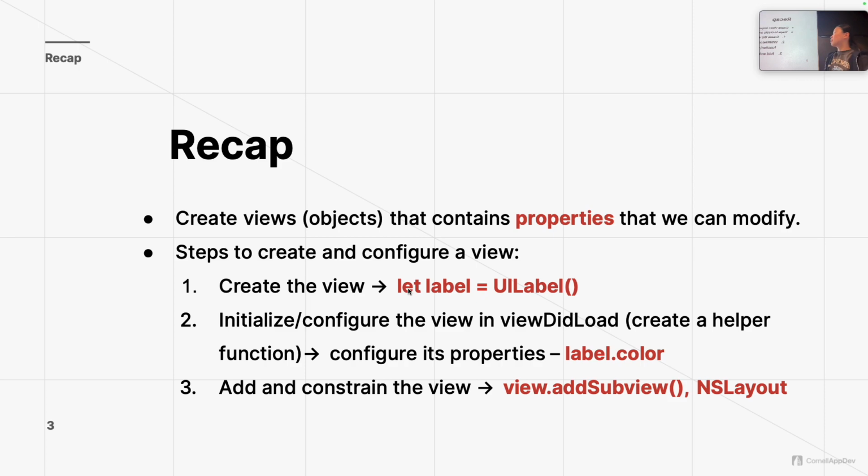Essentially, I'll go really quickly through how to create and configure a view. You first create the view. So in this case, we're creating this UI label object. If you remember last time, we talked a bit about classes, and essentially we created a UI label object with this class, initialized and configured the view in viewDidLoad. So you can change its color, you can change its text, and basically you can change a bunch of different properties about these views, and afterwards you constrain these views using NSLayout. That'll make a little more sense once we get a refresher later.